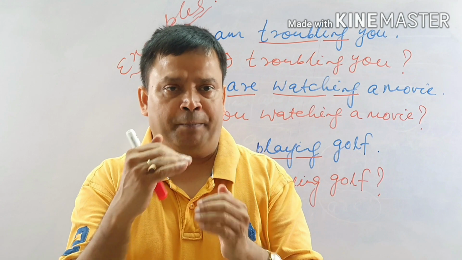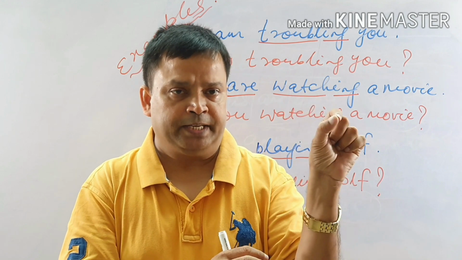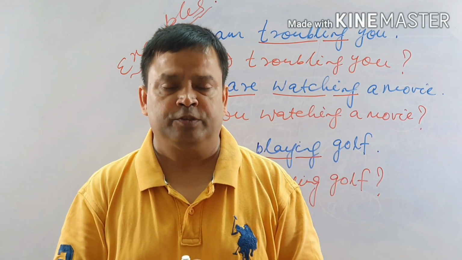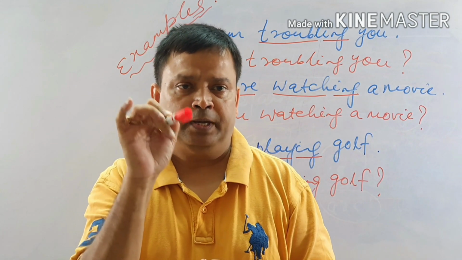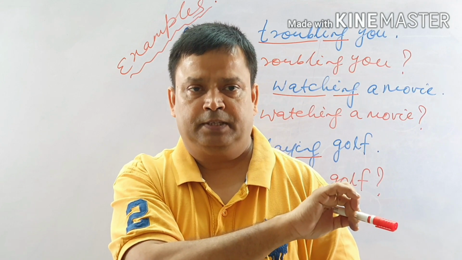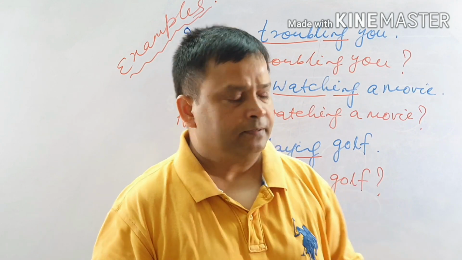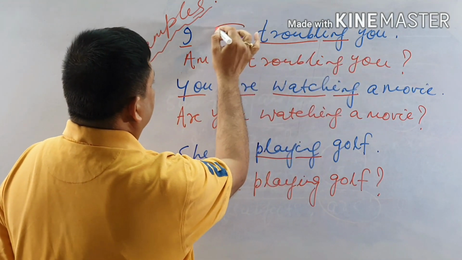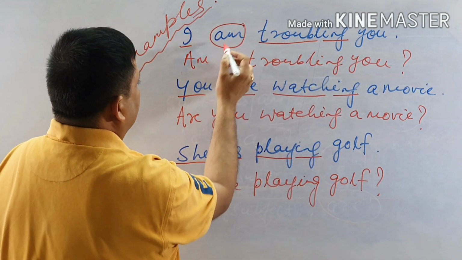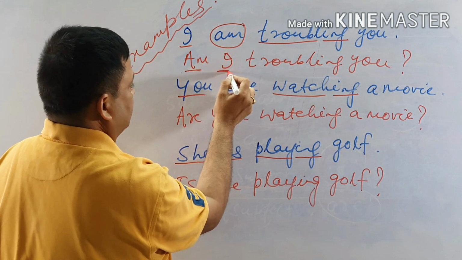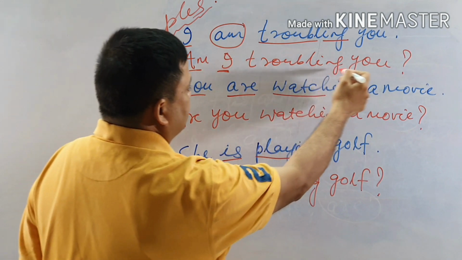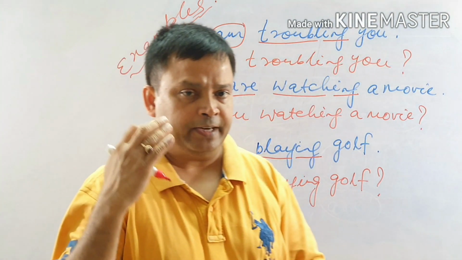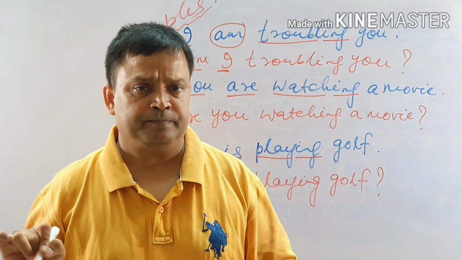Now if you want to change an affirmative sentence into an interrogative sentence, there is a simple rule. In normal affirmative sentences we have subject plus helping verb plus main verb. In interrogative sentences you just have to take the helping verb and place it before the subject, and it becomes interrogative. For example, "I am troubling you." Now this is the helping verb "am". So what I did, I put this "am" before the subject "I", and the remaining part of the sentence remains the same. So "I am troubling you", in interrogative it becomes "Am I troubling you?"